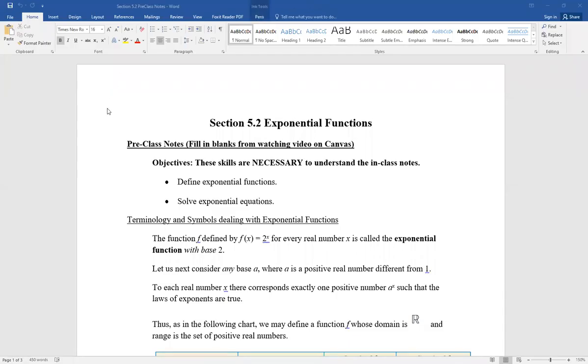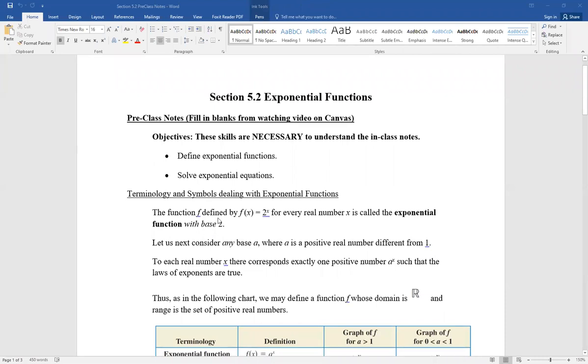All right, this is the pre-class video for section 5.2, exponential functions. The objectives we're going to go through are that we're going to define what an exponential function is and solve some exponential equations. Now we will briefly review some of the topics that are in the text below before our class, but I want to go through all of them in the pre-video as well.